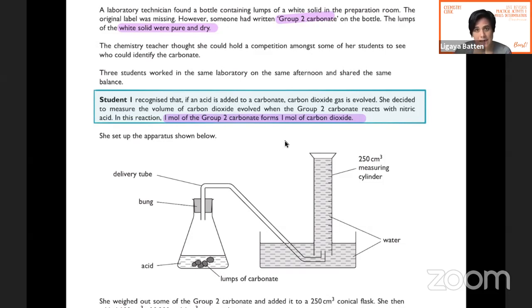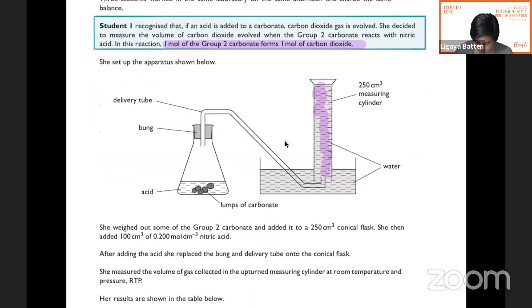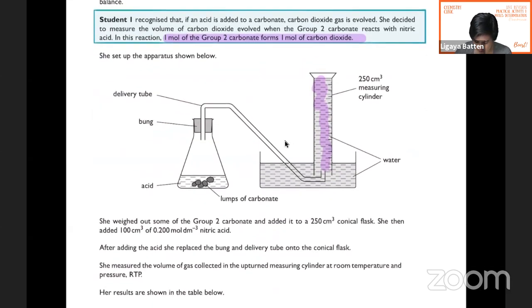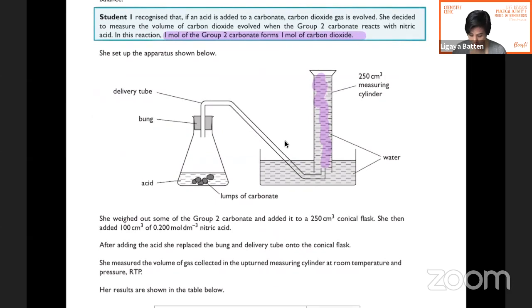We have a similar setup of apparatus as we had before, but this time the student hasn't made the mistake that was made originally. The student has now filled up the measuring cylinder with water, which is good to see. Okay, so the student weighed out some of the group 2 carbonate and added it to a 250 centimeters cubed conical flask. Then she added 100 centimeters cubed of 0.2 mole per decimeter cubed nitric acid. So we've got a volume and concentration of nitric acid there, which means that we can later on work out the moles of nitric acid that we had.